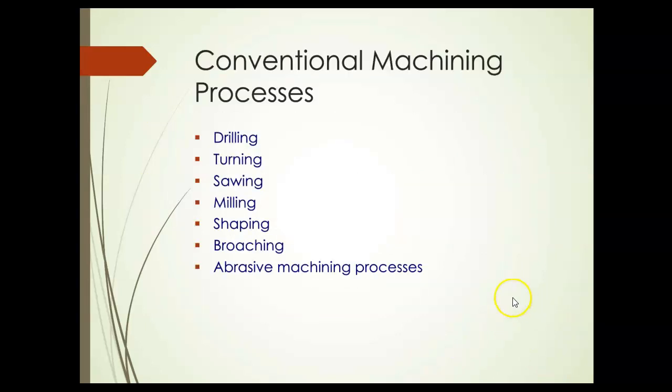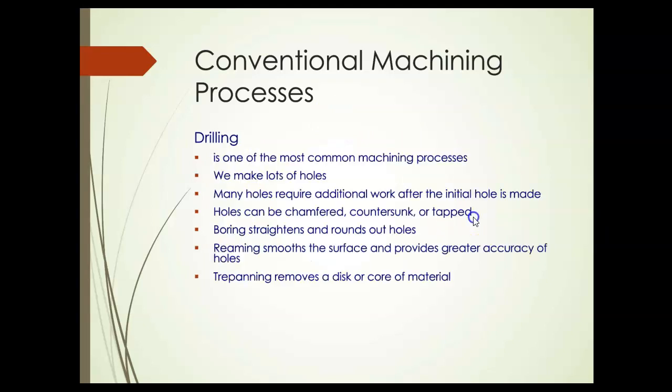So our conventional machining processes are drilling, turning, sawing, milling, shaping, broaching, and abrasive machining processes. These could be manual machines where an operator or machinist is cranking the dials and cutting the part, or they might be CNC machines, computer numeric control machines, where you have an operator that sets it up and then basically you run production on that.